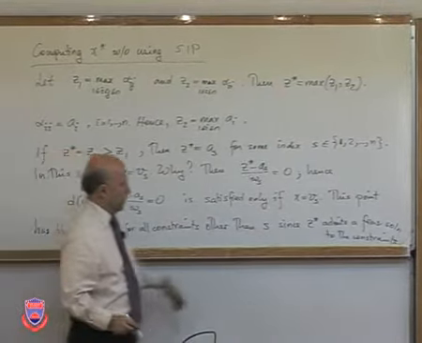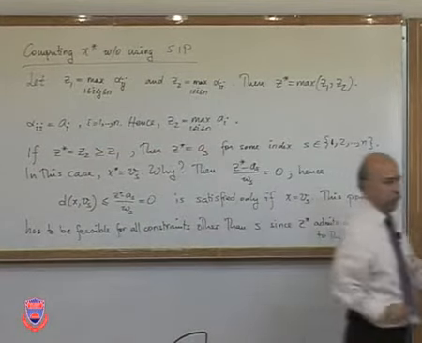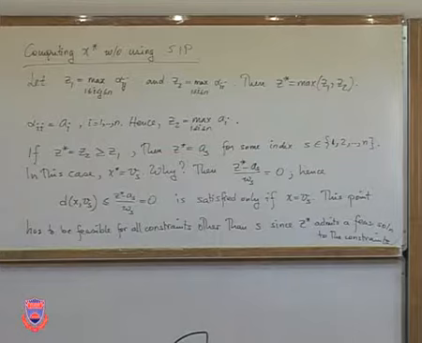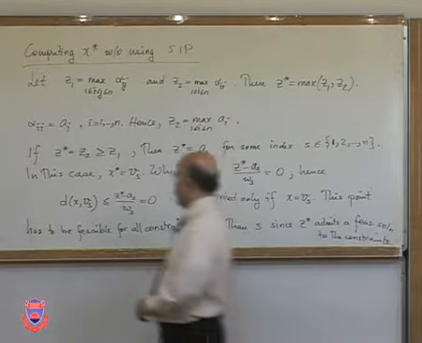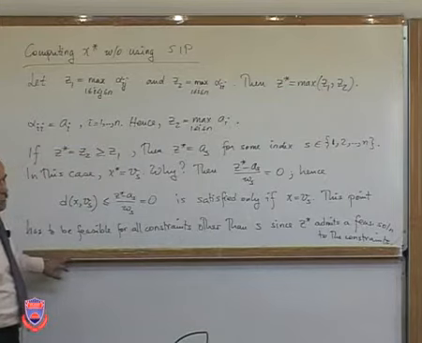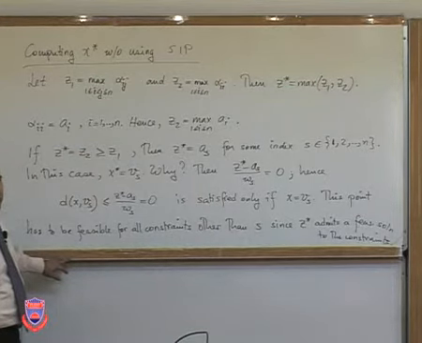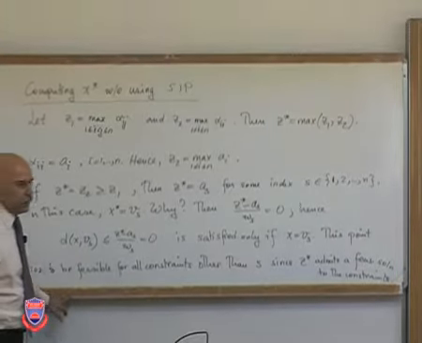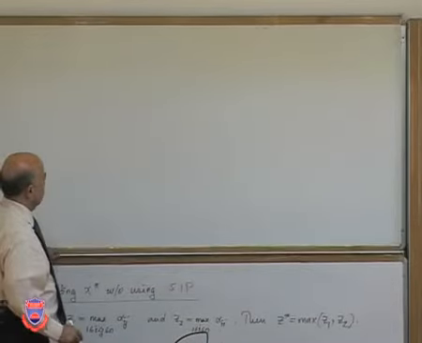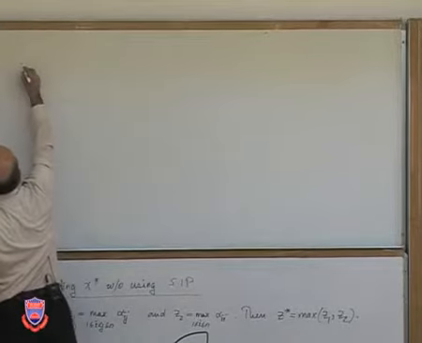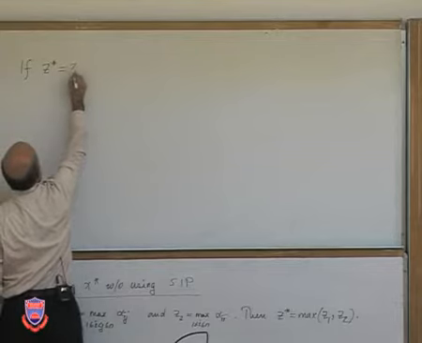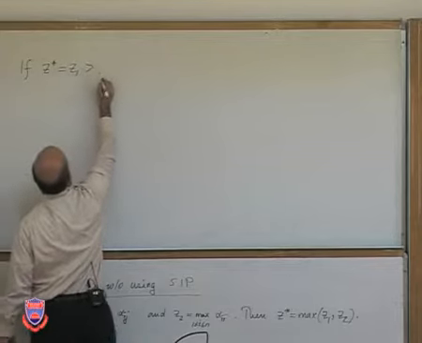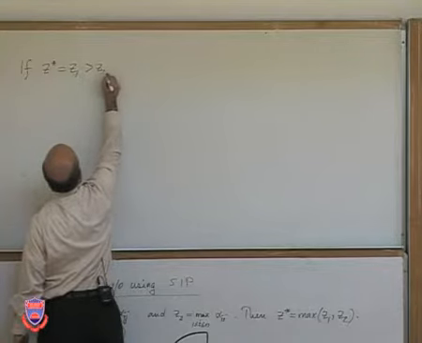Okay, so that point has to be feasible because Z star by choice or by construction is the smallest Z, which permits a feasible solution to the constraints. Okay, now let's focus on the second case. If Z star is defined by Z1, and if that's strictly greater than Z2.